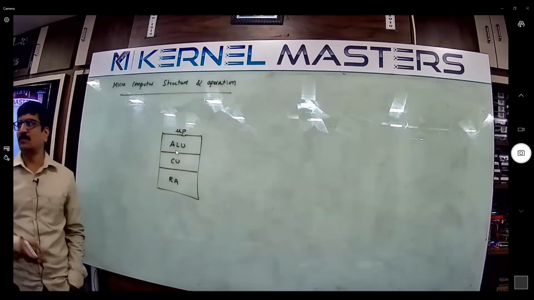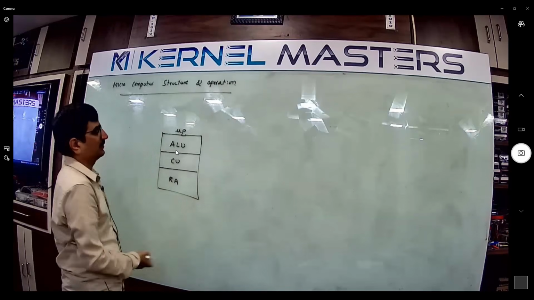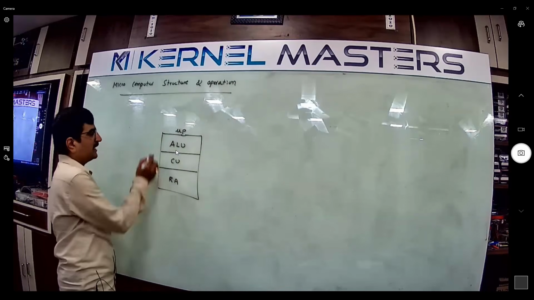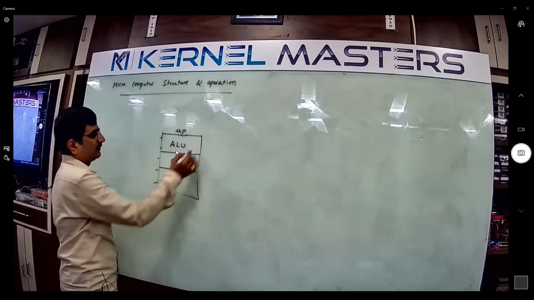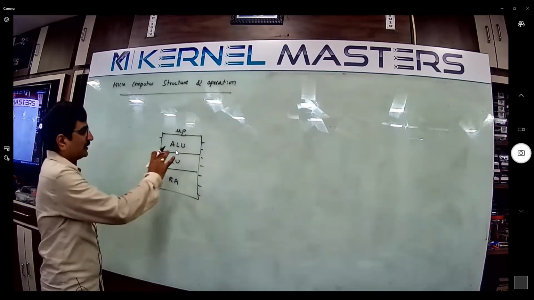Cache memory is the fastest memory. The latest microprocessor is an IC, an integrated circuit. So a computer contains the processor.